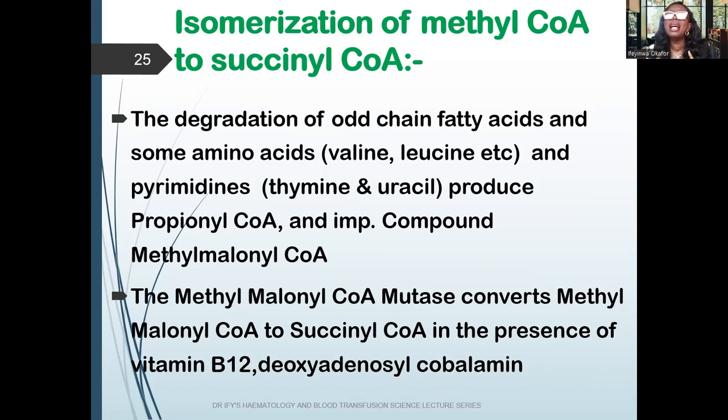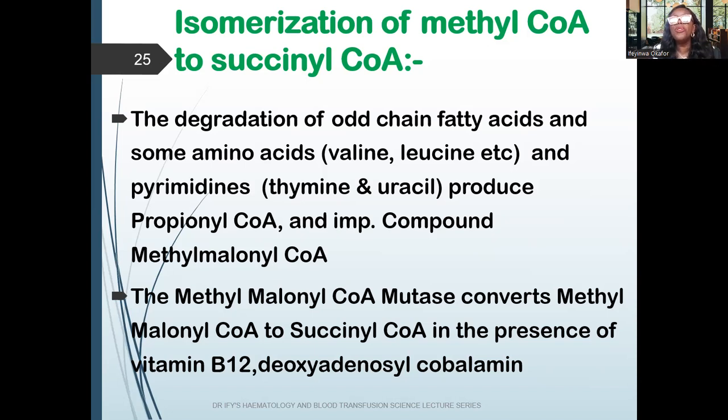Remember, if you can cast your mind back, in hemoglobin synthesis, the first reaction is the condensation of succinyl-CoA with glycine. This succinyl-CoA, if it is not available, will actually affect hemoglobin synthesis. So vitamin B12 is involved in the conversion of propionyl-CoA to succinyl-CoA. And in this reaction, methylmalonyl-CoA mutase is the enzyme that is involved in conversion of methylmalonyl-CoA to succinyl-CoA.